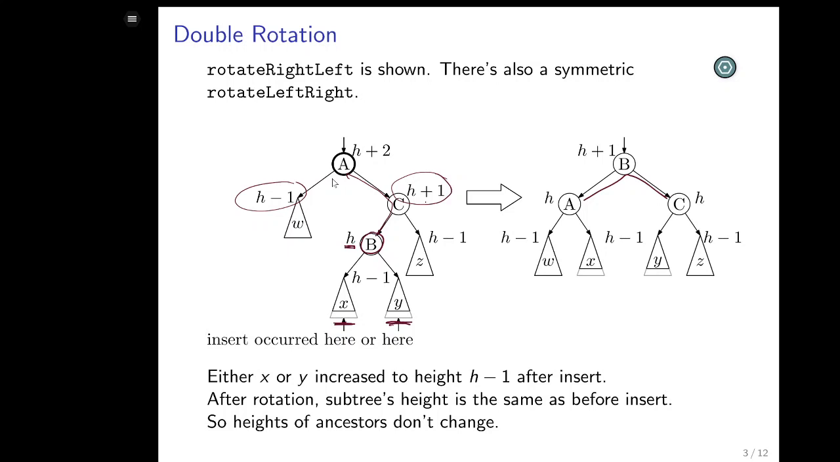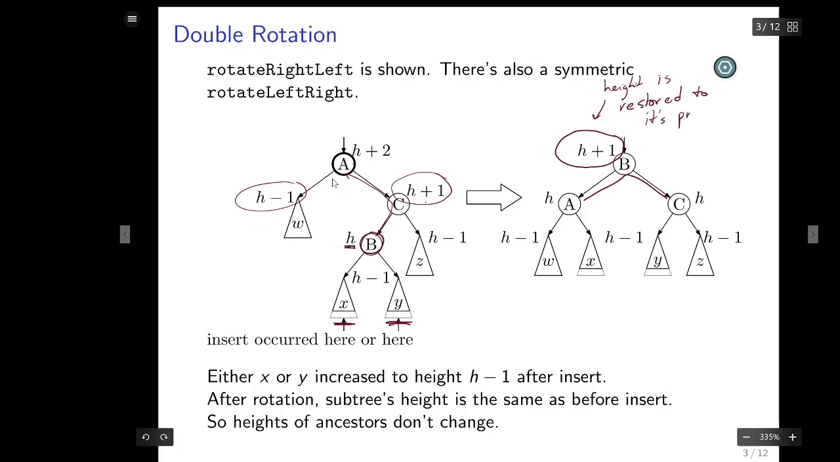This is double rotate. 2 rotates. And what happens is the same as what happens in the single rotation case. The height of the new balanced tree is restored to the height of the original tree prior to the insertion. So this is the height is restored to its pre-insertion value.